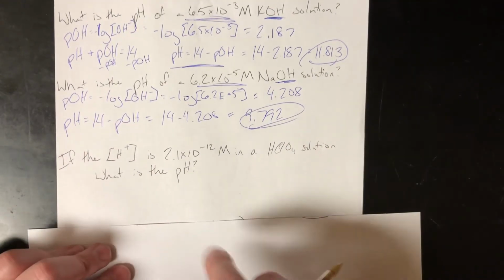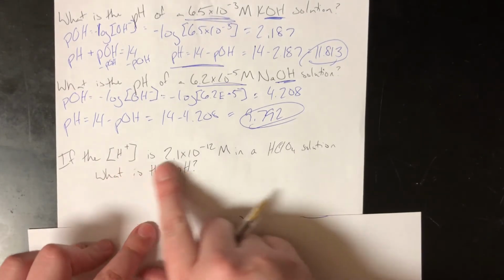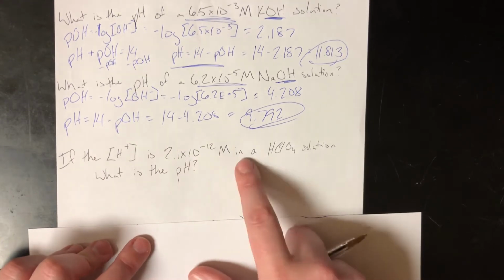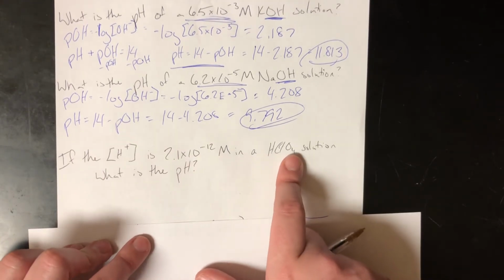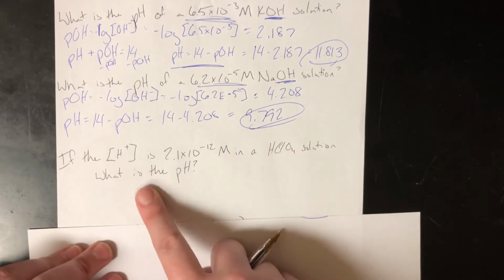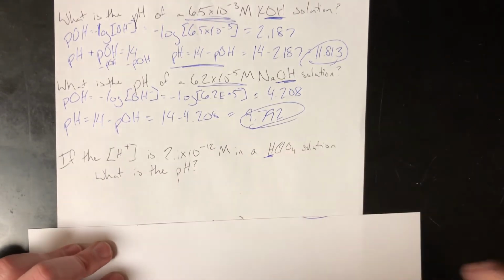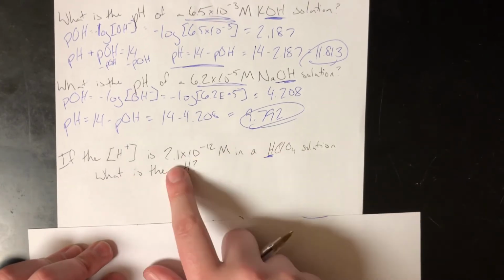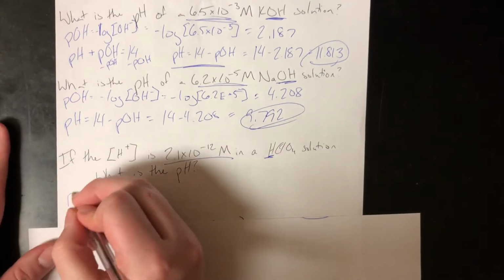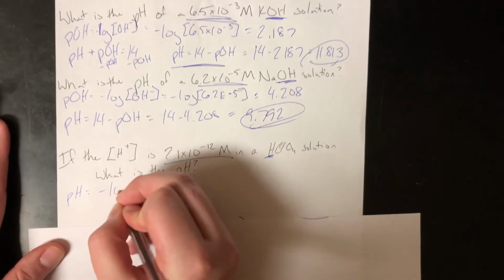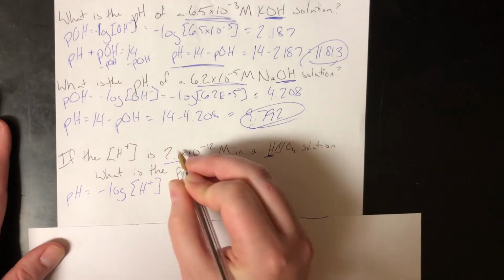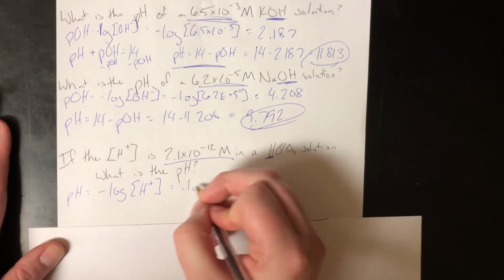Okay, so it says if the concentration of hydrogen ions is 2 times 10 to the negative 12th molar in a perchloric acid solution, what is the pH? Okay, this one's nice. I have a leading hydrogen, which means that this is already an acid. So I can just go ahead and use this molarity, and I don't have to do any extra calculations. So pH is equal to the negative log of the concentration of hydrogen. That is my concentration of hydrogen, so negative log.